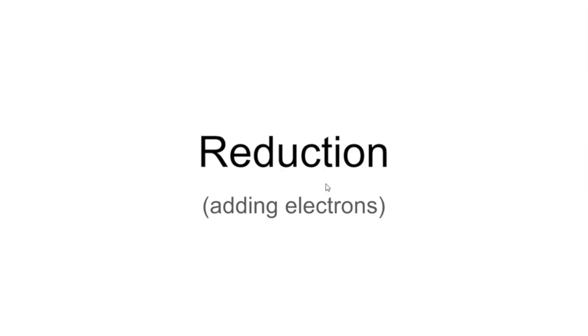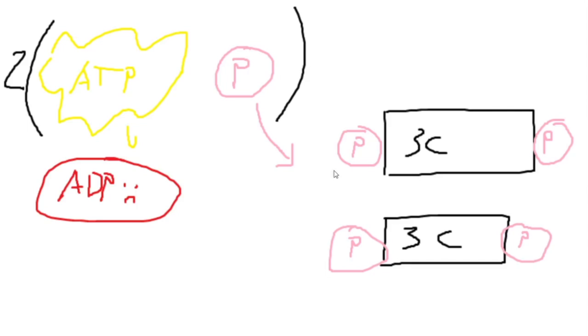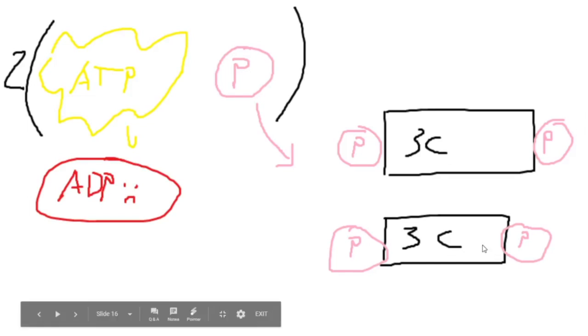Reduction, if you didn't know, is adding electrons. So 2 ATP is used. So these 2 ATP become 2 ADP. I made it sad because it lost the phosphate. It's so sad. So this phosphate is attached to the 3-carbon molecule. So now it has 2 phosphates here, 2 phosphates here.